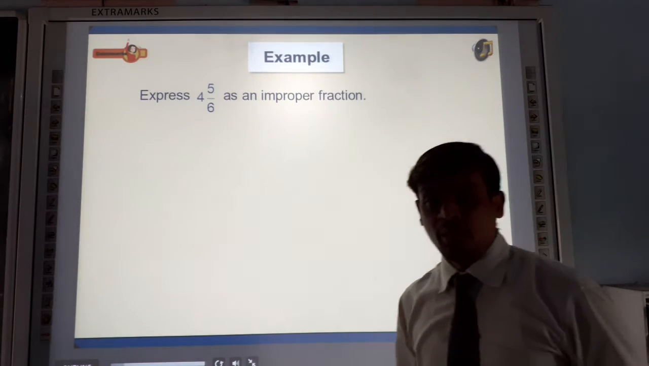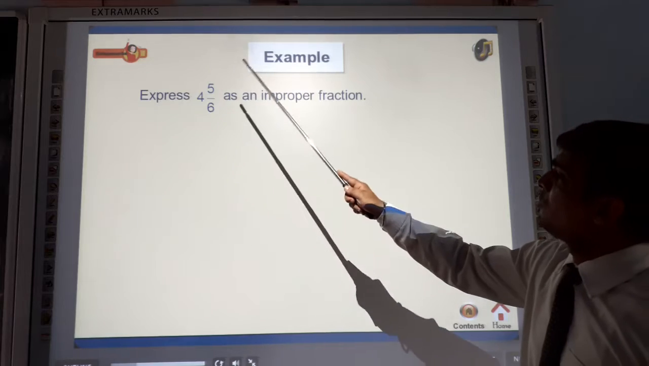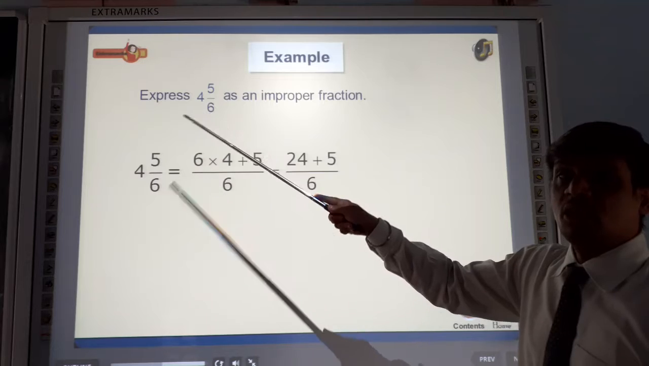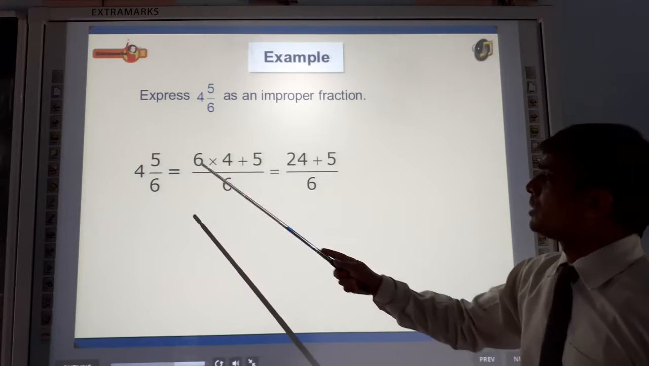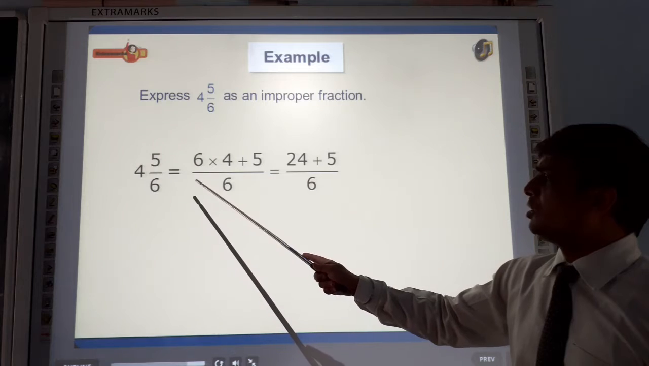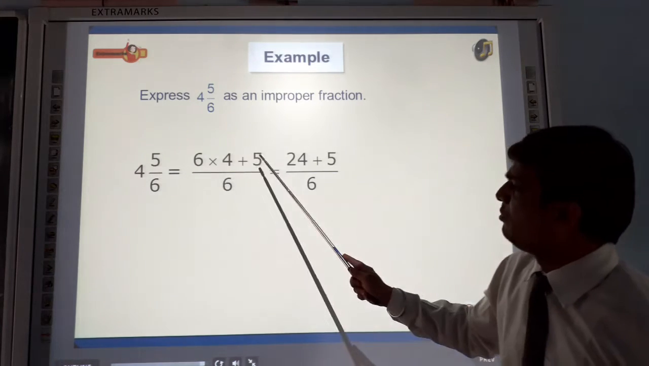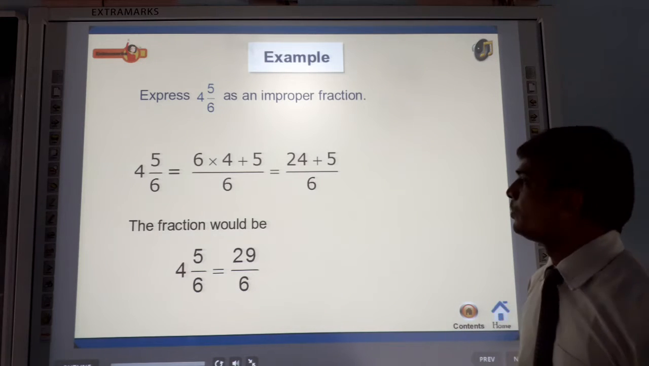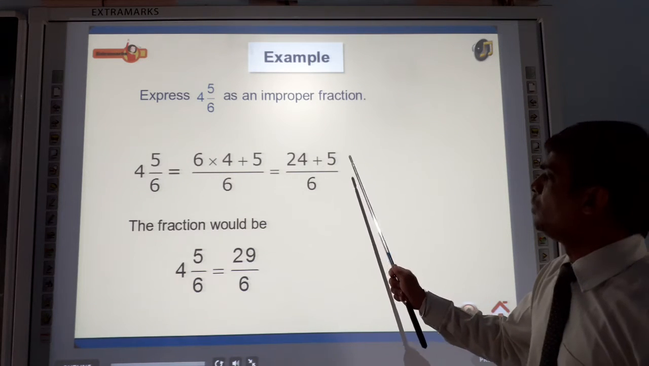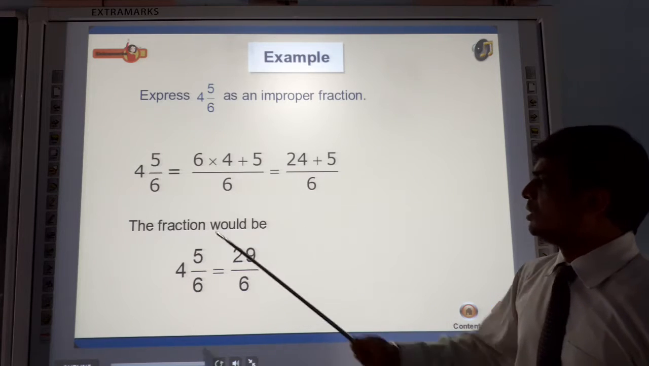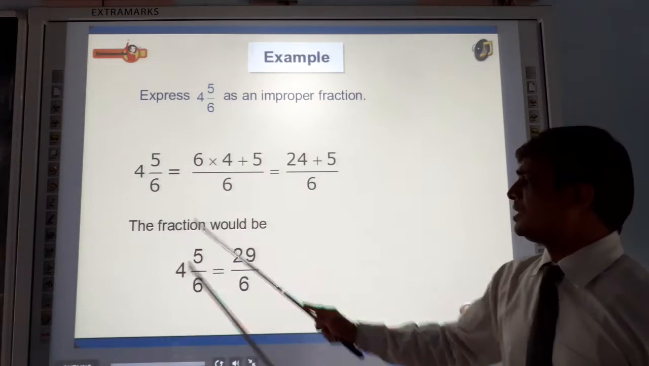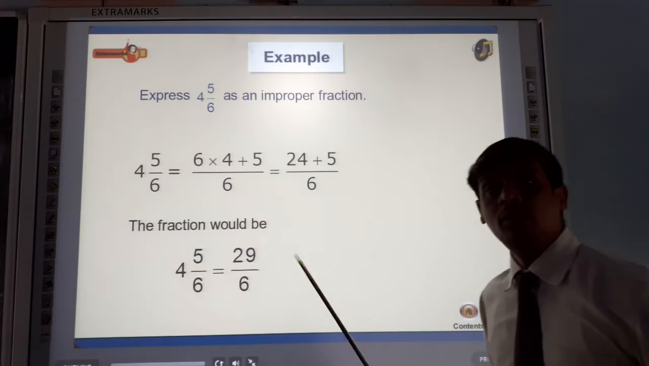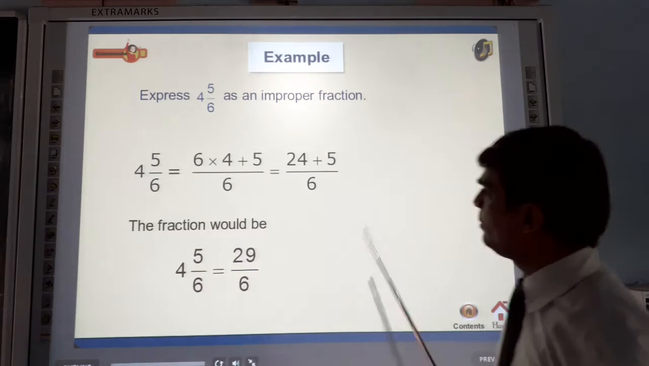Now example is: express 4 5 upon 6 as an improper fraction. This is mixed fraction, convert into improper fraction. 4 5 upon 6 is equal to 6 multiply 4 plus 5 upon 6. 6 fours are 24 plus 5 upon 6. 24 plus 5 is equal to 29 upon 6. The fraction would be 4 5 by 6 is equal to 6 fours are 24 plus 5, is equal to 29 by 6. Okay student, look here.